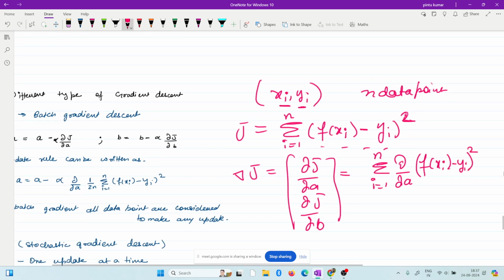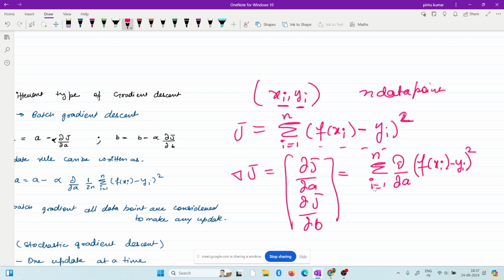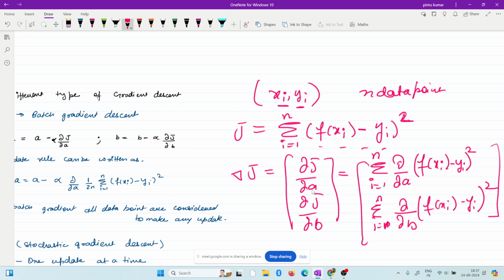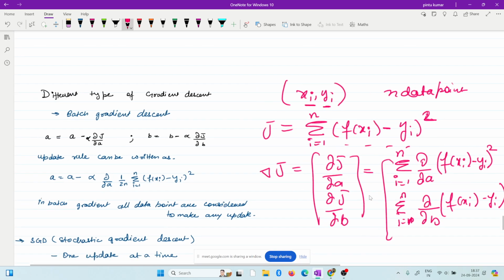Right. So this is the gradient that you will have, something of this form: summation i equals 1 to n of del by del b of (f(xi) minus yi) square. This is how your gradient would look.